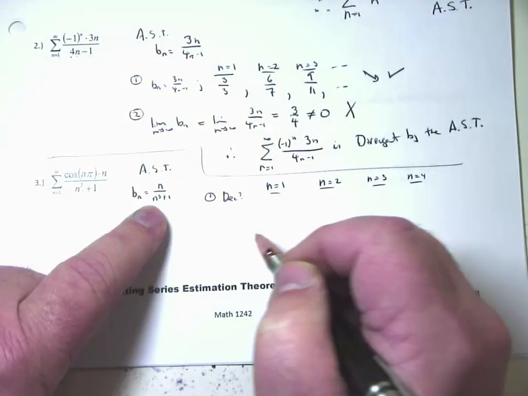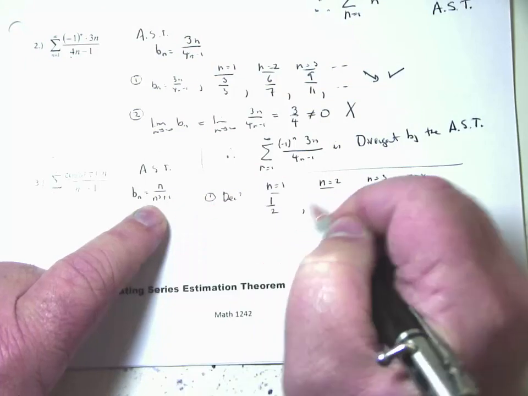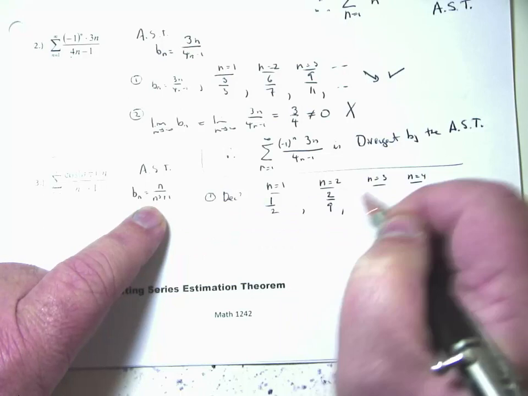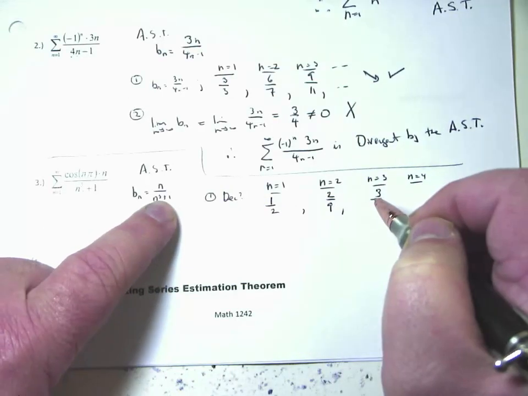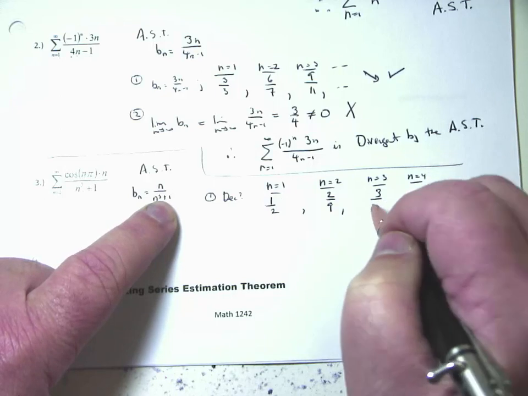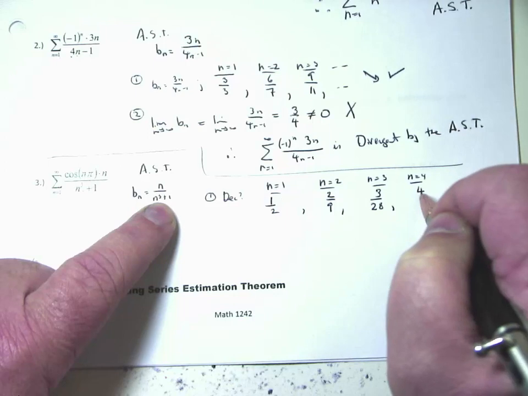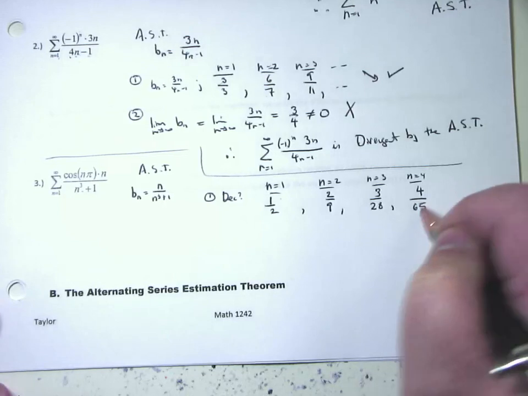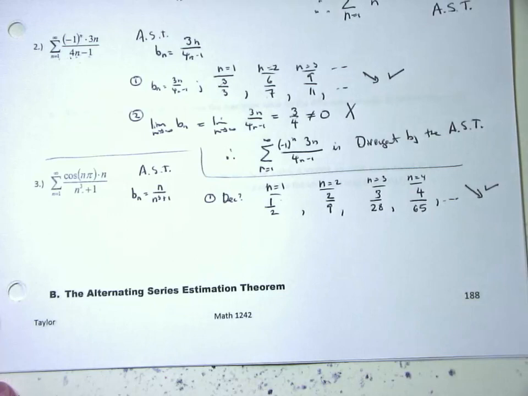Plugging in 1, I get 1 over 1 cubed is 1 plus 1 is 2. Plugging in 2, I get 2 over 2 cubed is 8 plus 1 is 9. Plugging in 3, I get 3 over 3 cubed is 27 plus 1 is 28. Plugging in n equals 4, I get 4 over 4 cubed, which is 64 plus 1 is 65. Dot, dot, dot. Look at the fractions, they're clearly decreasing. Check.